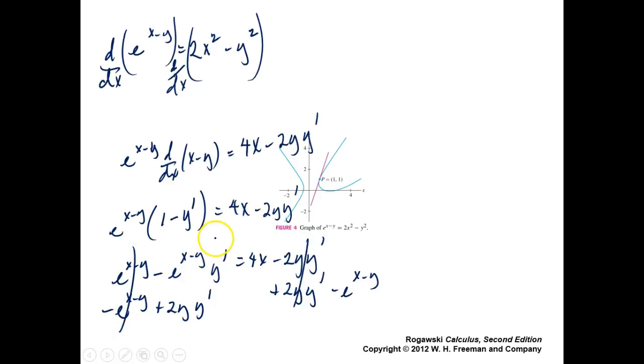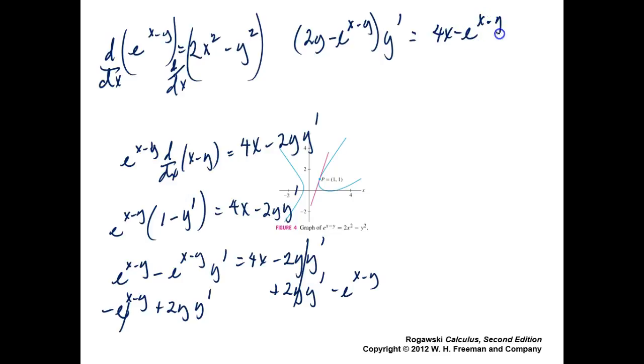Okay, go back up to the top, and we have 2y minus e to the x minus y times y prime. That's combining these two together. 2y minus e to the x minus y times y prime is equal to 4x minus e to the x minus y. Well, let's divide both sides by 2y minus e to the x minus y.